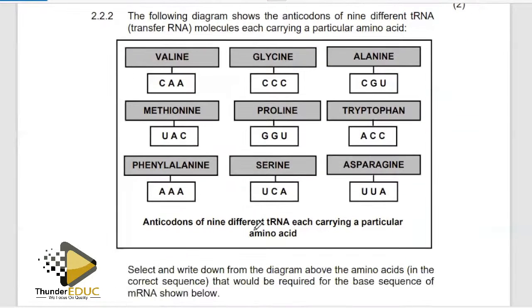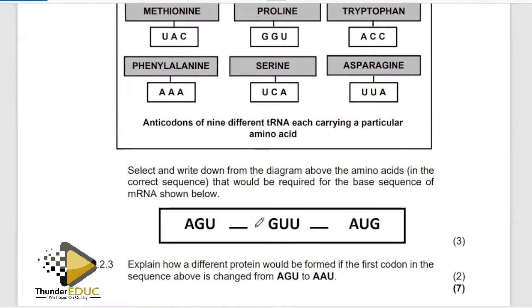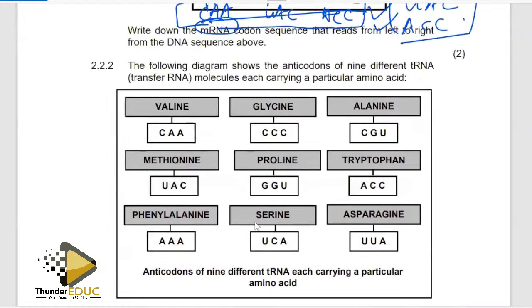Then they're saying, the following diagram shows the anticodons of 9 different transfer RNA molecules, each carrying a particular amino acid. Select and write down from the diagram above the correct sequence that would be required for the base sequence of the messenger RNA shown above. Okay, you have this messenger, but what is here? The diagram below shows the transfer RNA.